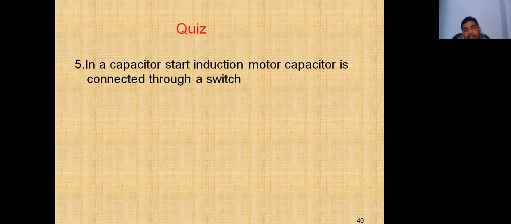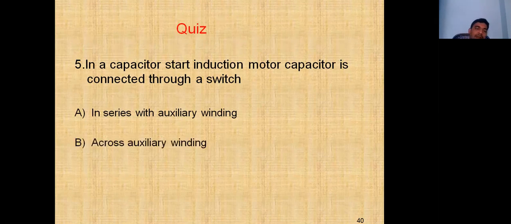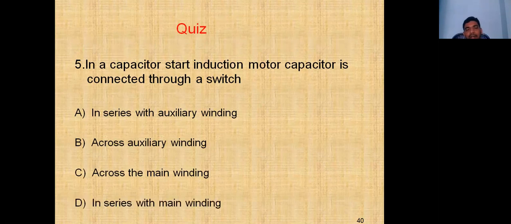In a capacitor start induction motor, capacitor is connected to a switch. Option A, in series with the auxiliary winding. Option B, across auxiliary winding. Option C, across the main winding. Option D, in series with the main winding. The answer is in series with the auxiliary winding.